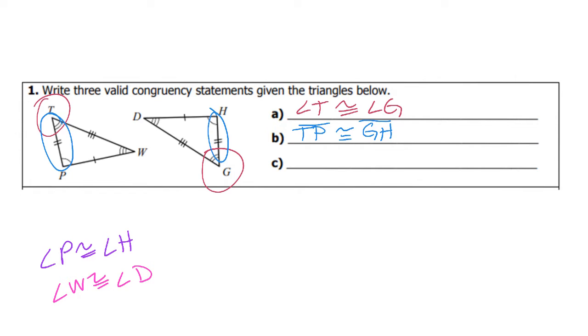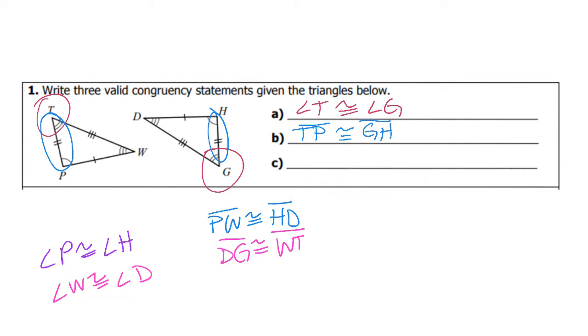If you wanted the other side congruence statements, it could be PW is congruent, because it has the 1 tick mark, to HD. Remember, the order does matter. So we went from 1 to 3. And then the other one would be DG is congruent to WT.